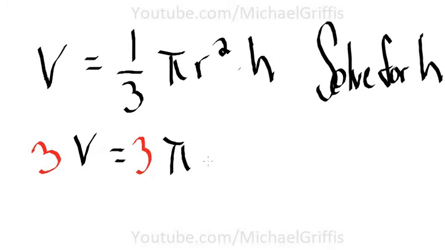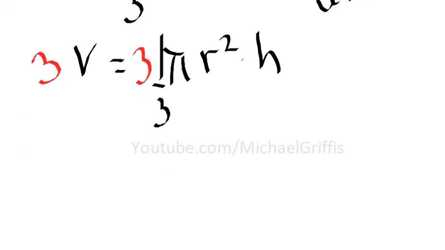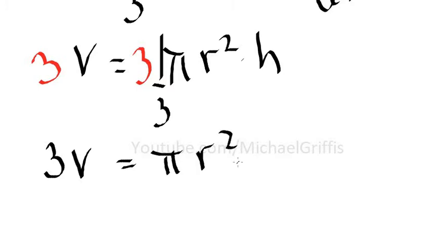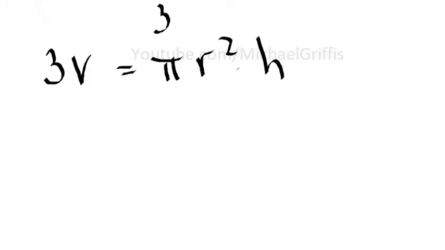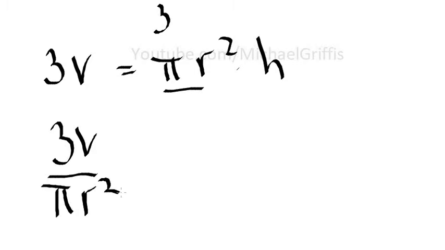Does anybody know what this equation is? Oh, you know what I did? I need to put that third in there. I left it off, didn't I? Times h. Okay. So what's going to happen here? They're going to cancel out. We're going to be left with 3v is equal to pi r squared times h. What do we do? Just take these guys and move them down diagonally below. Or you're multiplying both sides by 1 over pi r squared.